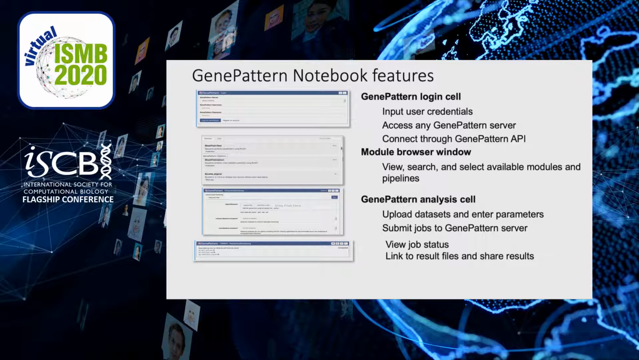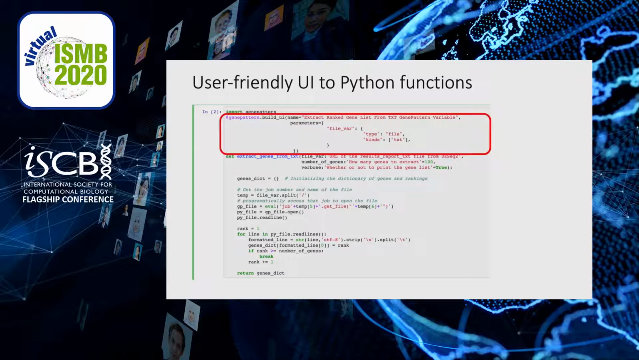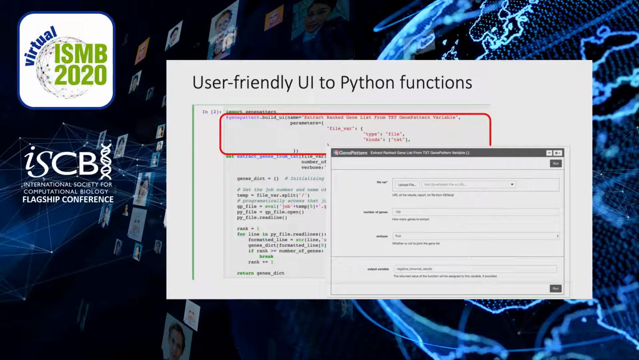To further increase ease of use by non-programmers, we've developed a user-friendly interface to Python functions so that notebook developers can provide a clean interface to their functions that expose only the parameters that are required to run them. We've developed what we call the UI Builder. This allows notebook developers to add one decorator to their functions, which describes the inputs that they want the user to be aware of, and to then automatically create a web-based interface for that cell.